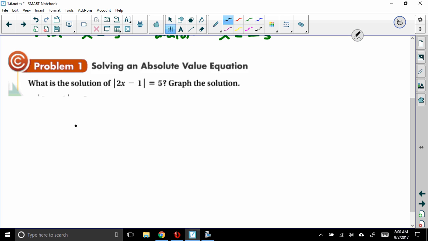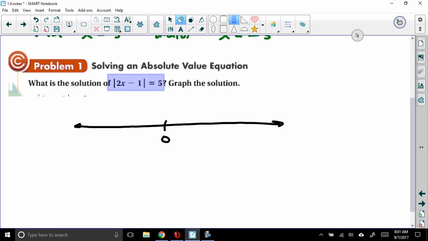Okay, so when I think of something like this, I'm thinking, here's 0 on the number line. And this is why you set these up the way you set these up. That equation is really saying that the quantity 2x minus 1 is 5 units away from 0 on the number line. The quantity 2x minus 1 is 1, 2, 3, 4, 5 units away from 0 on the number line.